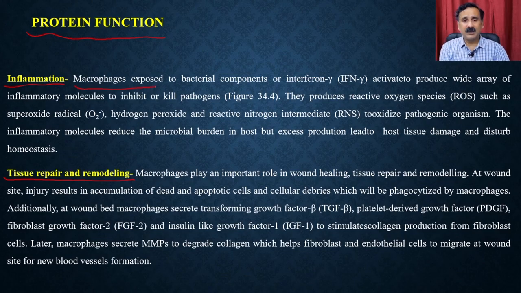So macrophages exposed to bacterial components or interferon gamma actively produce a wide array of inflammatory molecules to inhibit or kill the pathogens. They produce reactive oxygen species, ROS, such as superoxide radicals, hydrogen peroxide and reactive nitrogen species to oxidize the pathogenic organisms. The inflammatory molecules reduce the microbial burden in the host, but the excess production leads to host damage as well as disturbing the homeostasis.